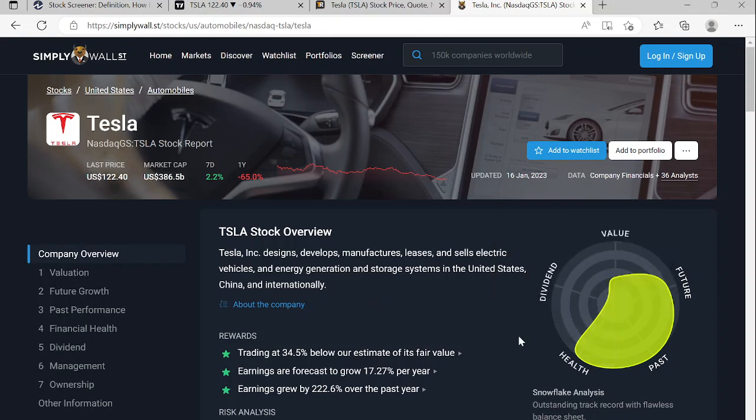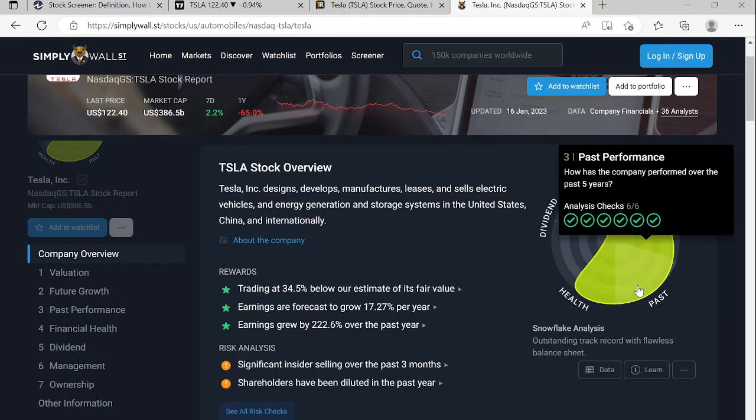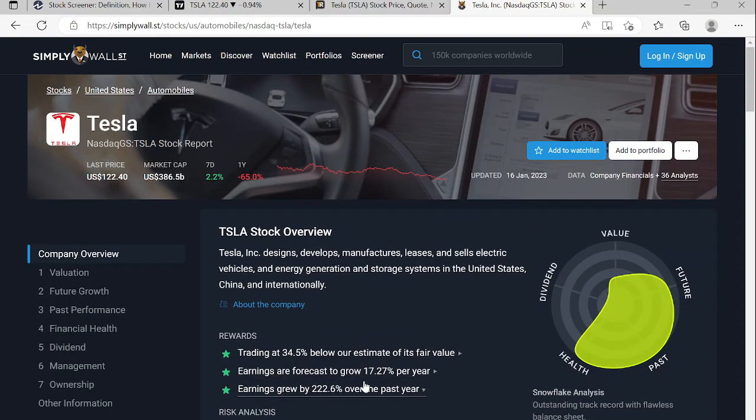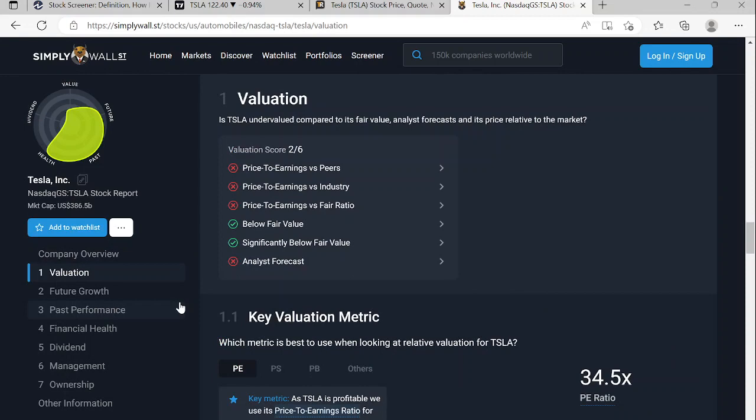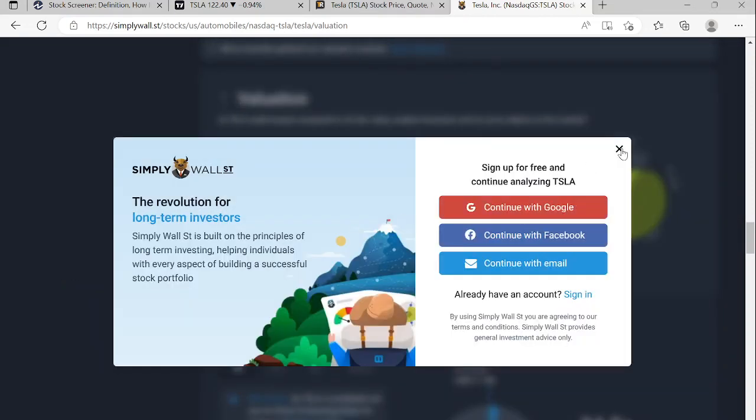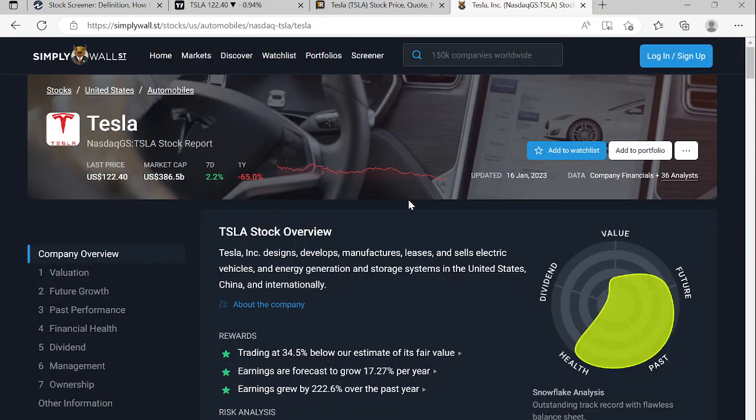it shows all green here. There's a valuation here, future growth. Now I have the free version, so I don't see much else. So again, it doesn't mean that if it's green you have to jump and buy, and even if it's red that you completely disregard the stock. This is just one of the tools.